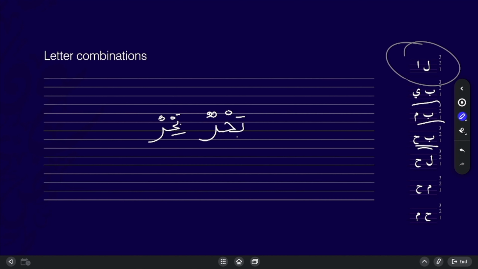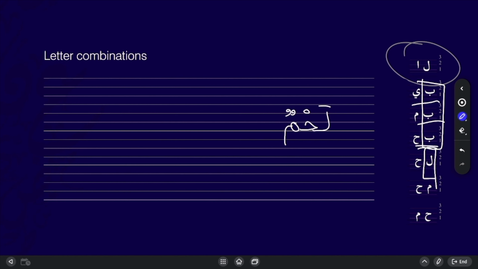And so far, you used the ba in all what we've seen so far. Now let's look at the lam. Lam plus ha, same thing. Ha is sneaky that way. So when we say lahmun, meat, you just go lahmun. So you come down with the lam, but you kind of steal that space for the ha.